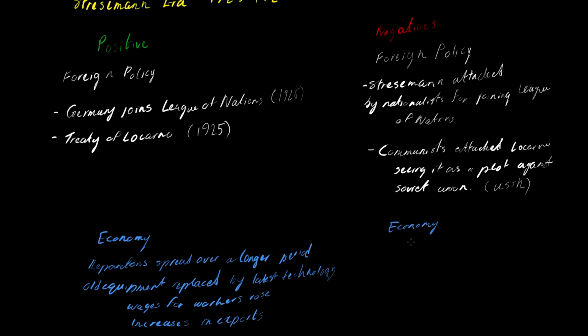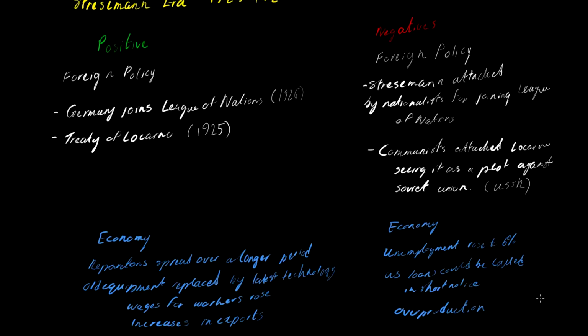Some bad things about the economy is unemployment actually rose. Unemployment rose to 6%. US loans could be called in at short notice. And we also have overproduction in some goods, so a surplus of some goods.